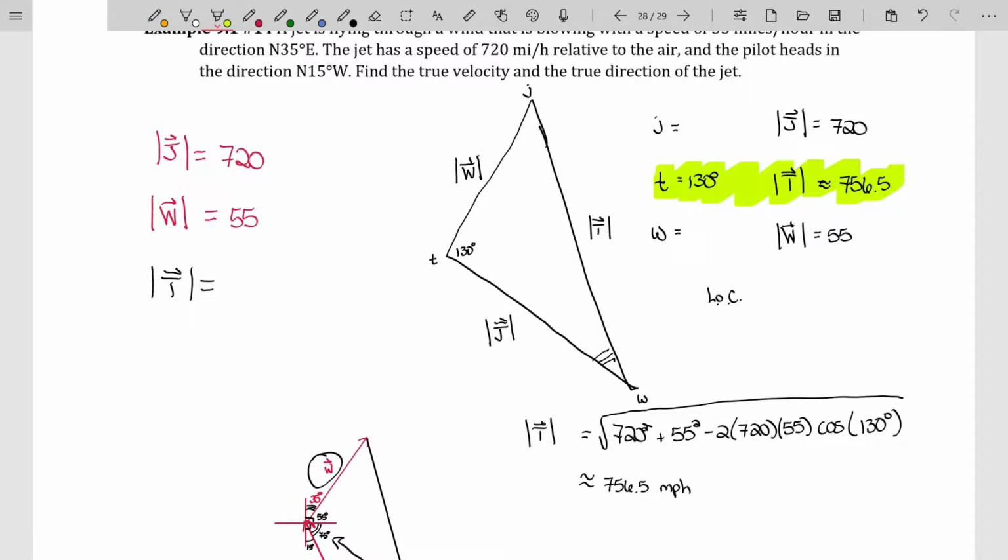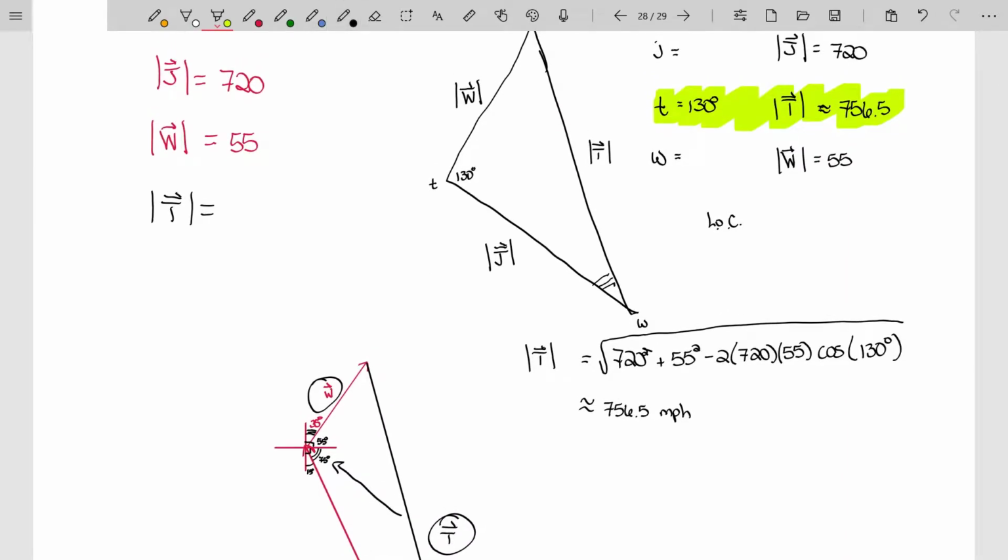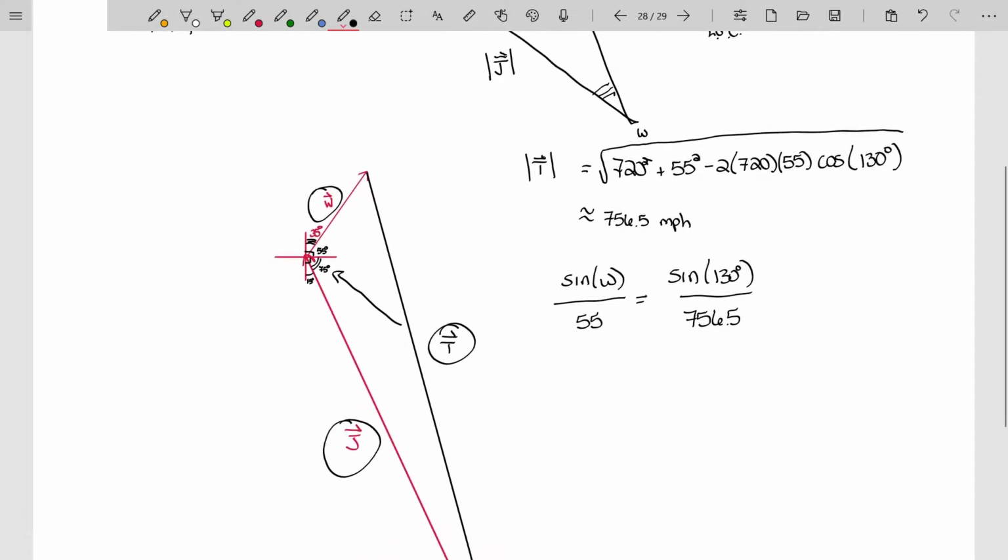And I can use the law of sines here because I know the obtuse angle is already taken, so I will not have an ambiguous case. So let's go ahead and use the law of sines. The law of sines tells us that the sine of angle W is to its opposite side as the sine of 130 degrees is to its opposite side. And just to let you know, I have that number saved, 756.5.